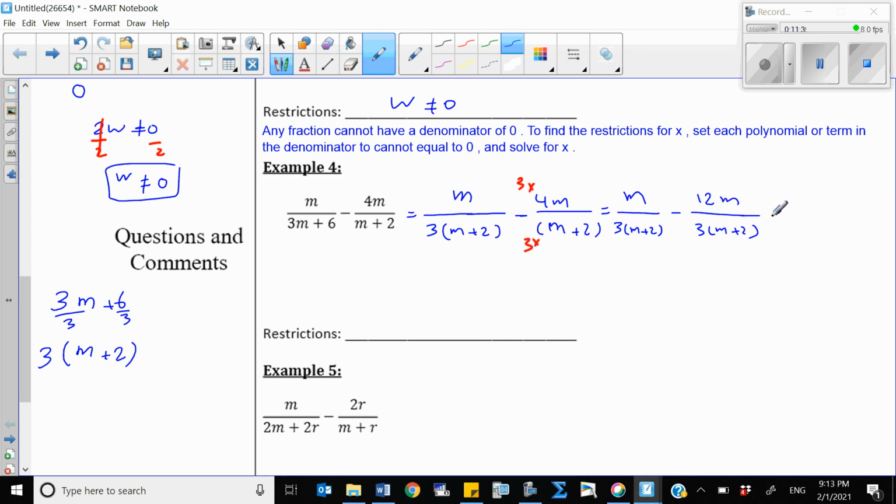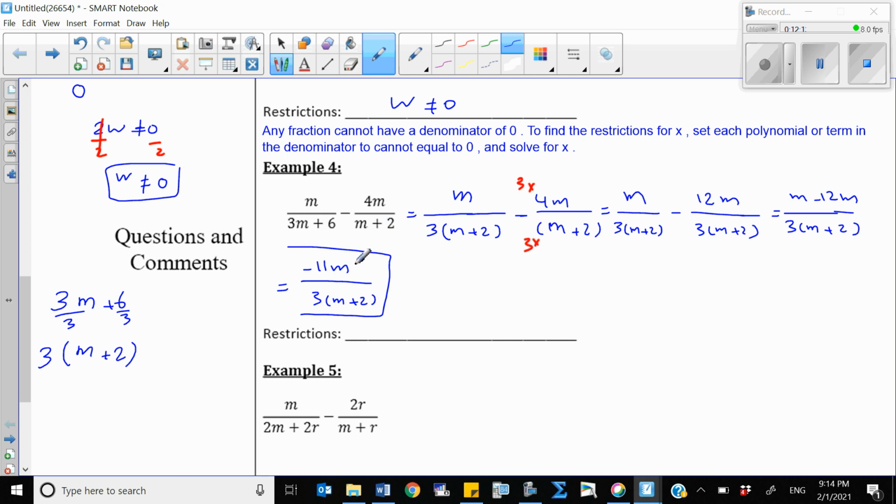Okay, now we have two fractions with the same denominator. I can easily subtract these two. Keep the denominator 3 times m plus 2, and the top will be m minus 12m, which is negative 11m. So this is our answer, and we cannot simplify this anymore, so we just keep that.